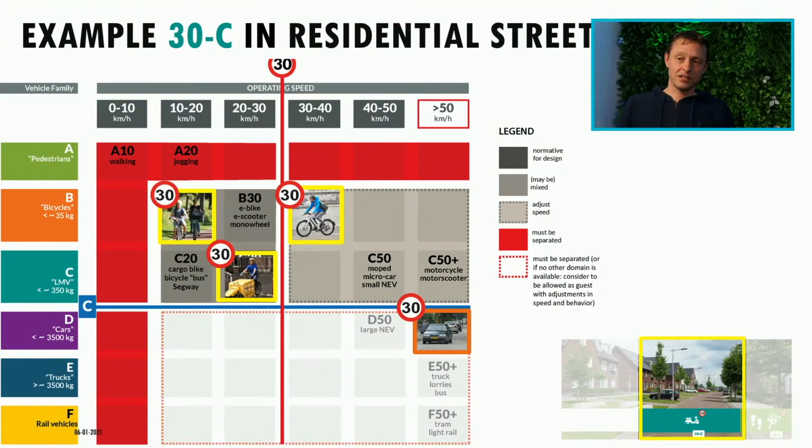So the car is just below the blue line, and that means below the blue line, if there would be another specific domain for the car, then move there. But in our case, there is none, and I don't think there should be any in a residential street like this. So we can allow the car as a guest, and of course we have to, because you have to reach your home when you have to. But again, you have to keep to the maximum speed of 30 kilometers an hour. And also by the actual design, you have to make sure that the driver feels that I'm a guest. It's not my street. It's not made for me. It's made for other vehicles, and I'm allowed as a guest. So I should adjust my behavior in a proper way.